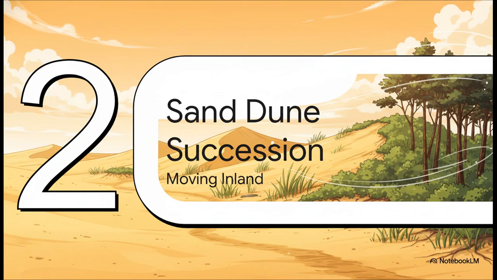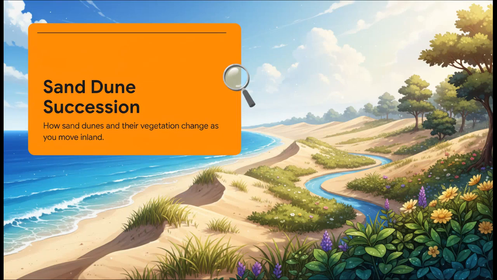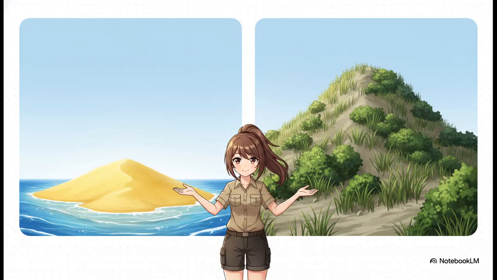Sand dune succession. Now, sand dune succession is basically just the geographical term for how these dunes and the plant life on them dramatically change as you travel inland away from the water. We're not just looking at piles of barren sand anymore. We're looking at a living, evolving ecosystem. The contrast you see as you walk inland is honestly wild.